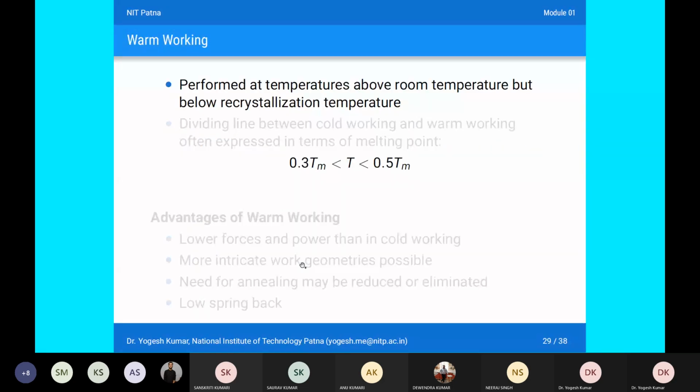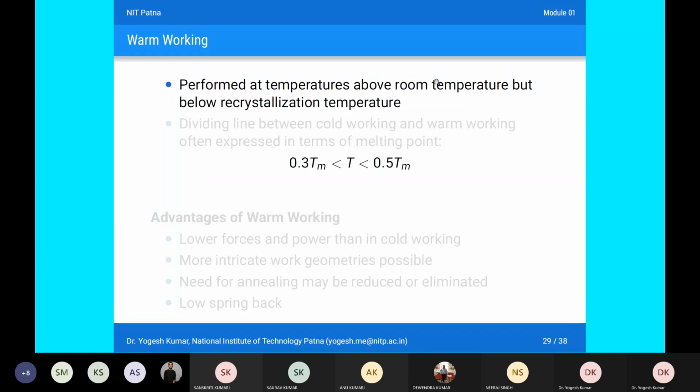Okay. Then the next type of metal forming process, depending upon your temperature range, is your warm working. Okay, so in warm working, what we are doing, basically, we are performing your forming operation above your room temperature.